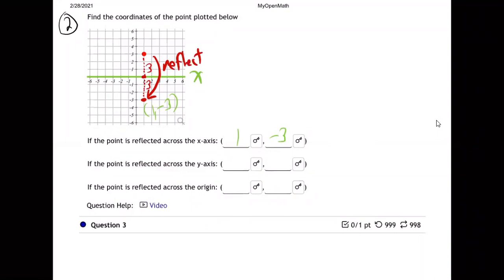Now, the next part, they want us to reflect across the y-axis. So let's try that. So here, let me get that set up. So here's the y-axis, of course. So we're going to reflect across the y. Where's it going to go? Can you see it? It's going to go right there, isn't it? Right there, like that. So that's a reflection across the y-axis.